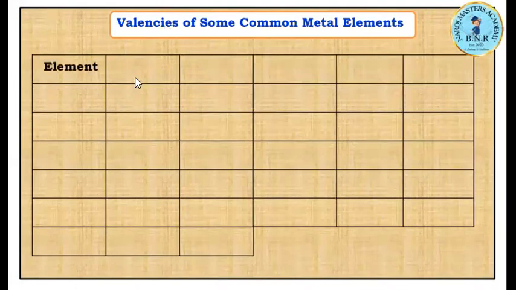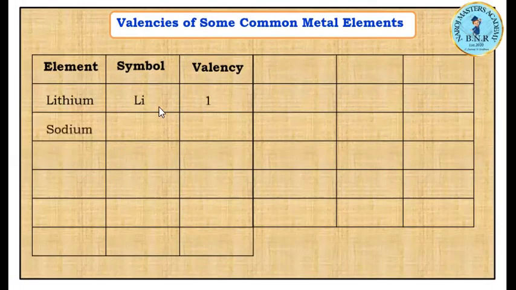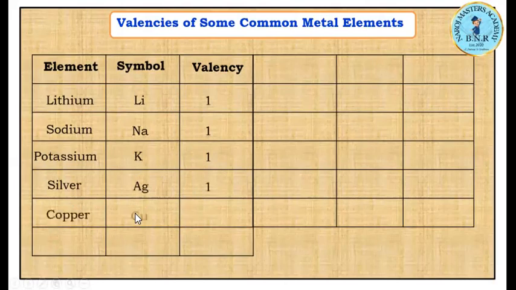Now I will display the valencies of some common metals and elements: element, symbol, and valency. First, lithium, atomic number 3, symbol Li, valency 1, because it belongs to the first group. Next, sodium, Na, valency also 1. Potassium, K, valency also 1. Next, silver, symbol Ag, valency also 1. Next, copper, Cu, its valency depends: sometimes it is 1, sometimes it is 2.